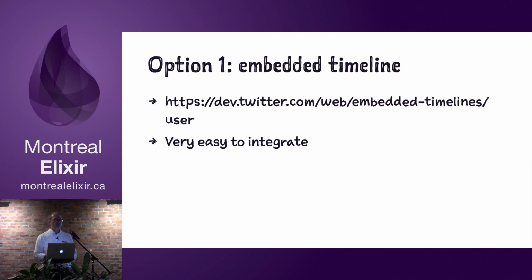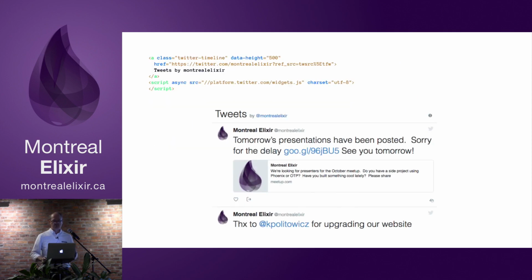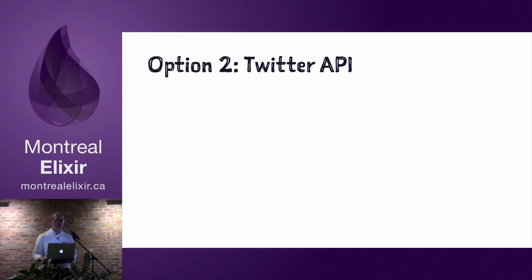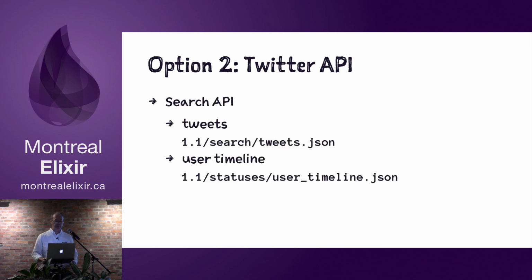Option one, of course, is to use whatever Twitter provides as embedded timelines. It's super easy to integrate. You just go on the Twitter website, enter the URL for your Twitter timeline, and you get a code snippet that you just put in your HTML page, and that's it. And that's what you end up with. That is too easy for a presentation, so let's do it with option number two, which is using the Twitter API.